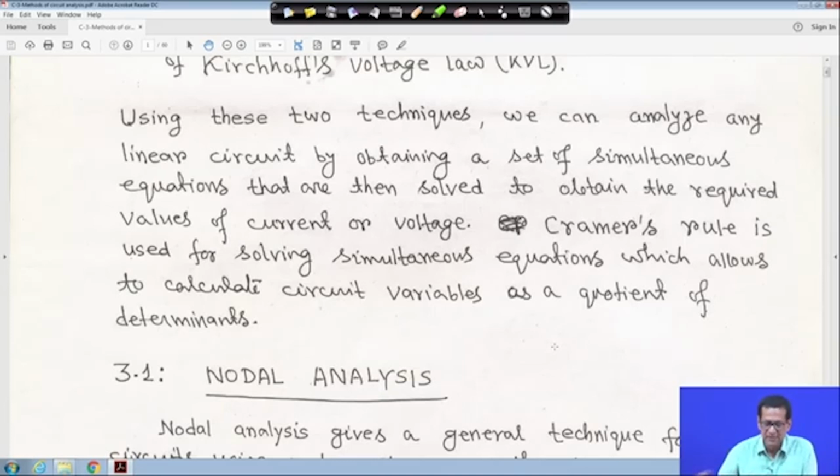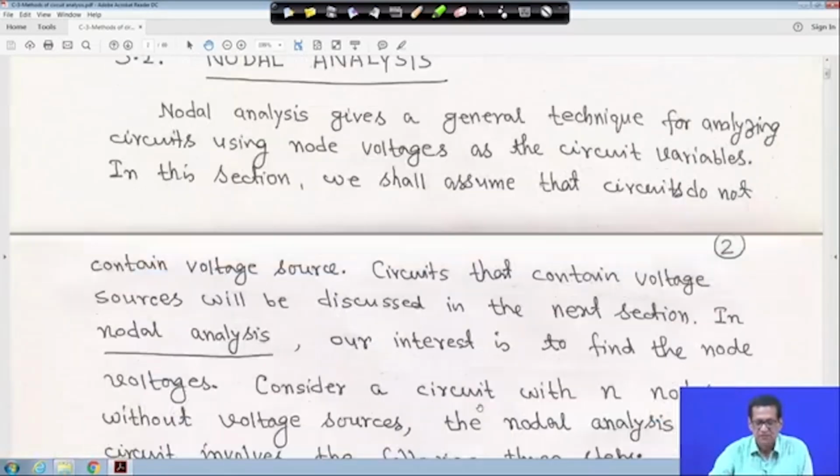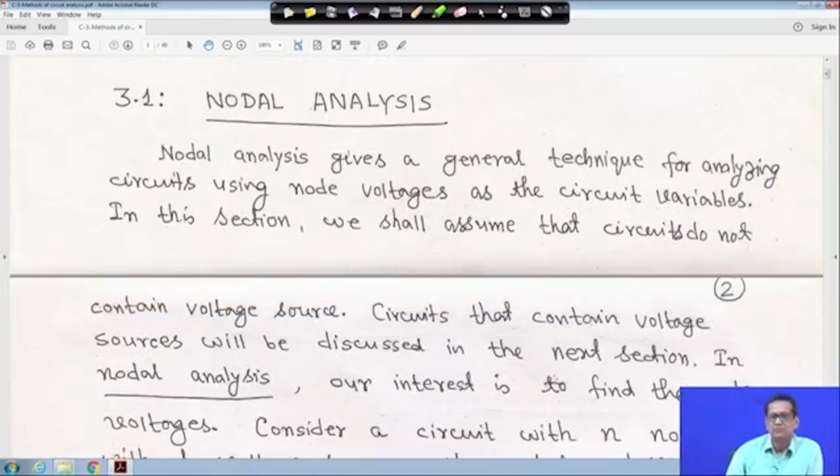First is nodal analysis. Nodal analysis is a very powerful tool for solving circuits. Later we will see the difference between nodal and mesh analysis, and which type of circuit suits nodal analysis and which suits mesh analysis. Nodal analysis gives a general technique for analyzing circuits using the node voltages as the circuit variables. In this section we will assume that circuits do not contain voltage sources. First we will assume that circuits do not contain a voltage source.